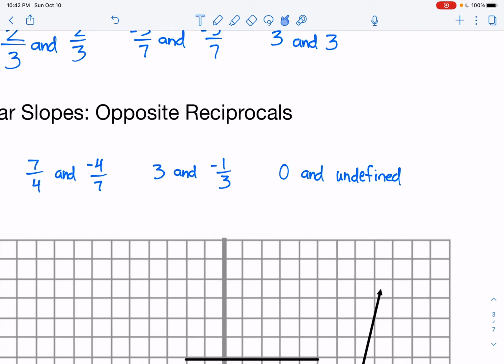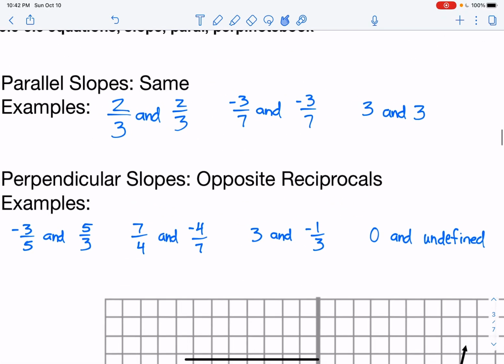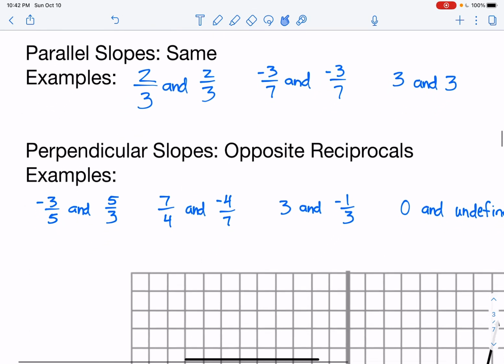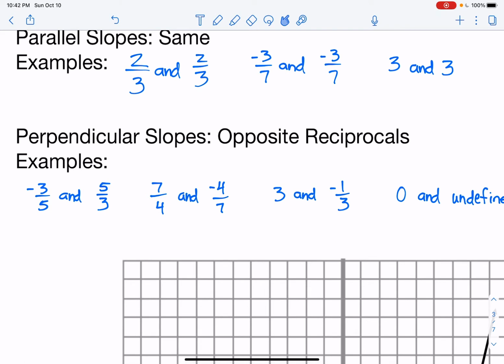Now your homework is going to give you 4 points. It's going to give you 2 points for one line and 2 points for the other. Your job is to find the slopes of both. If the slopes are the exact same, you know that they are parallel. If the slopes are opposite reciprocals, you know they're perpendicular. And if the slopes are neither of these, not the exact same and not opposite reciprocals, then they are neither parallel nor perpendicular.